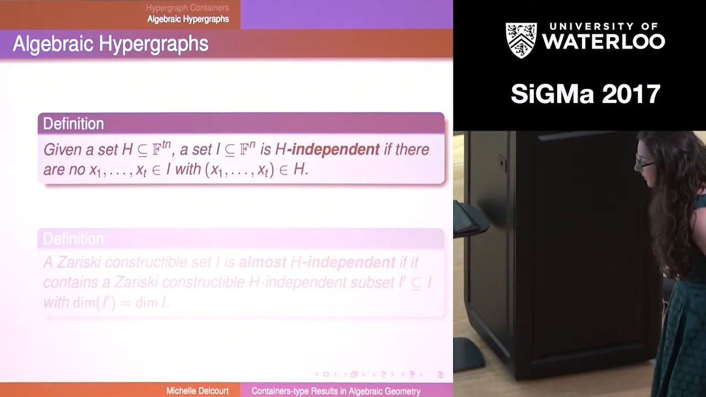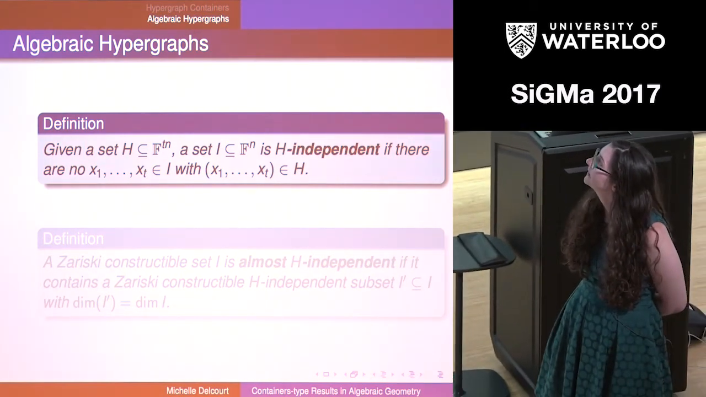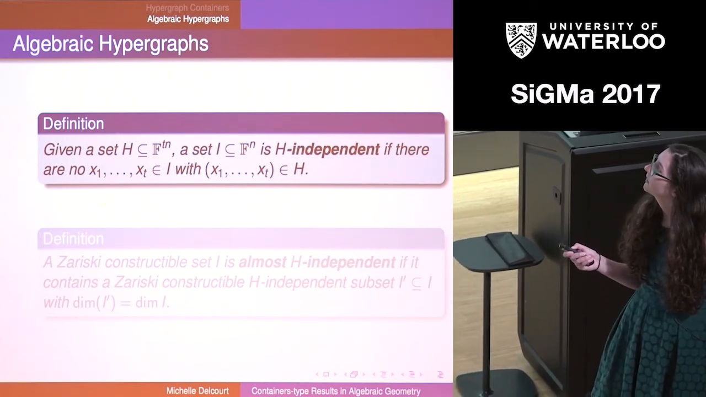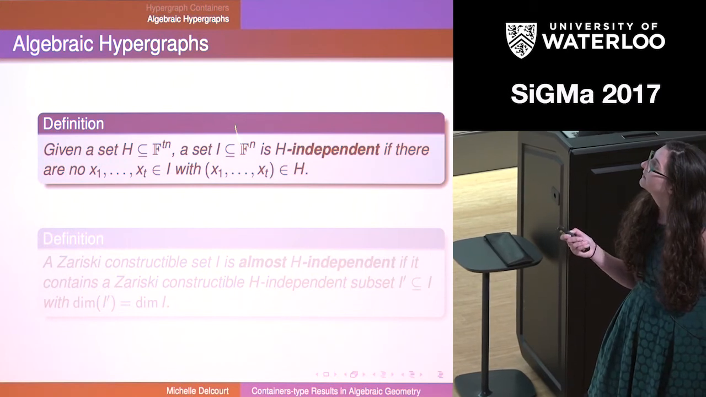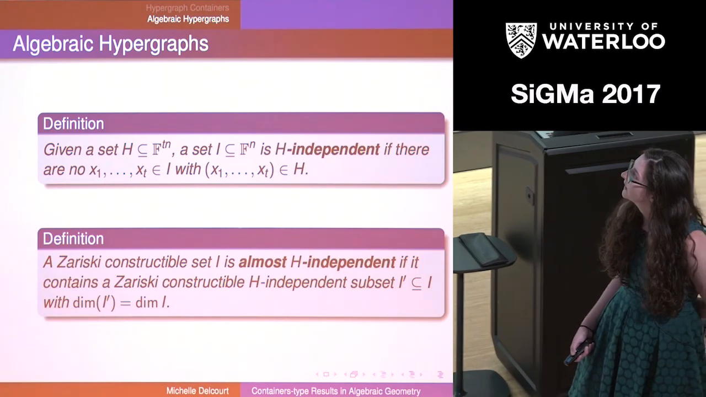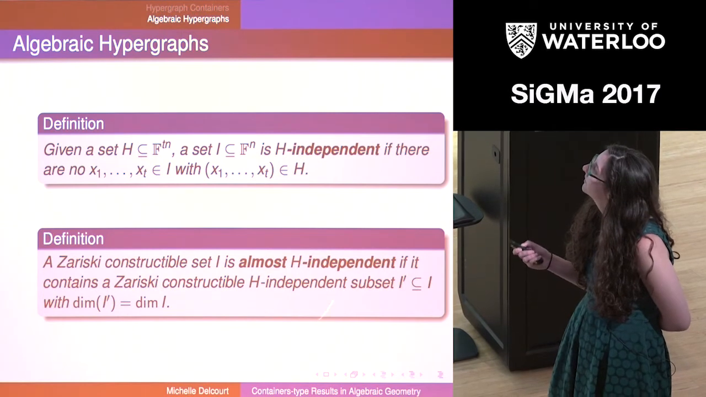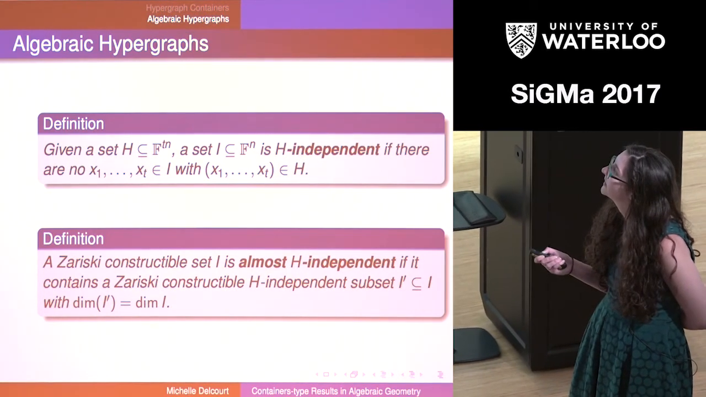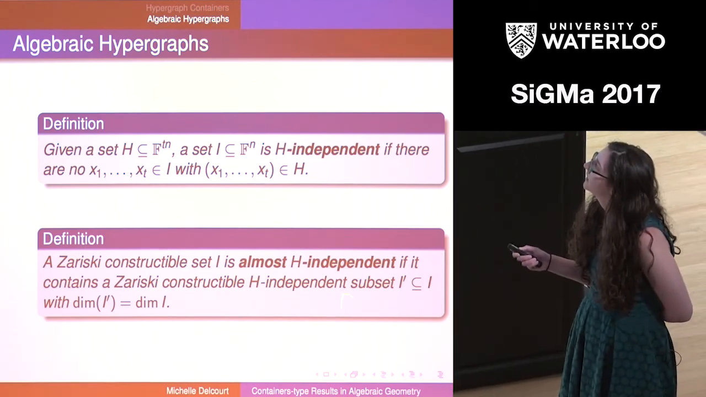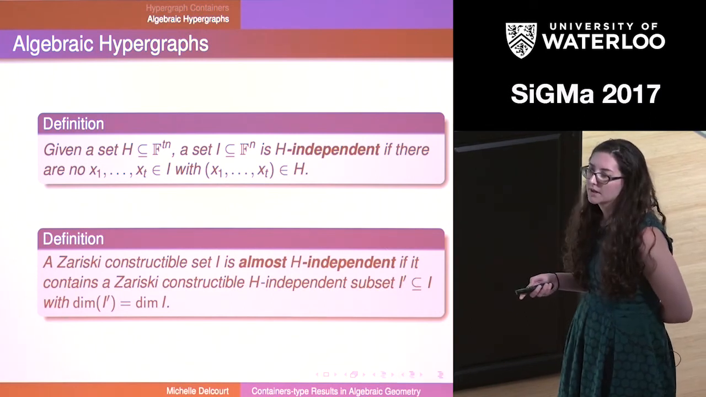So let's introduce a little bit more notation. Here we say that I is H-independent if we cannot find x1 through xt in I, where this is a tuple in H. And we have a definition for being almost H-independent: if we contain something as a subset that has dimension equal to it but is H-independent. So in particular, if you are H-independent, you are also almost H-independent.